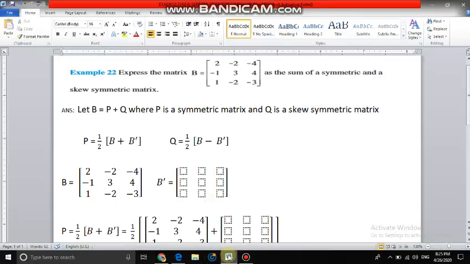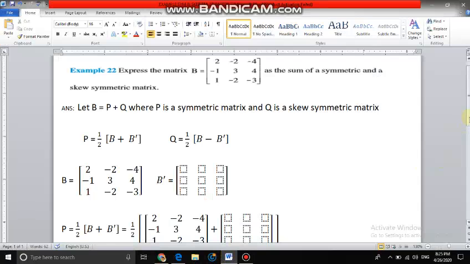Hello students, good morning. Last class we discussed symmetric matrix, skew symmetric matrix, and their definitions. Now we are going to solve an example based on this topic.